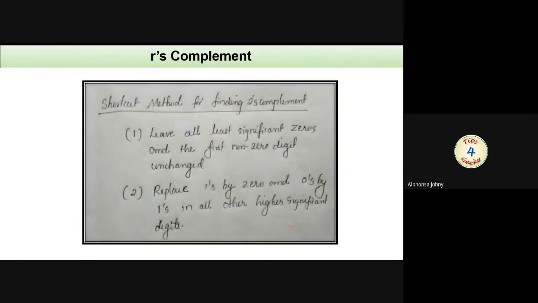Then there is a shortcut method for finding the two's complement also. It is explained here. Leave all least significant zeros and the first non-zero digit unchanged. Then replace ones by 0 and zeros by ones in all other higher significant digits. We can explain the rules with an example. It will be more clear to you.